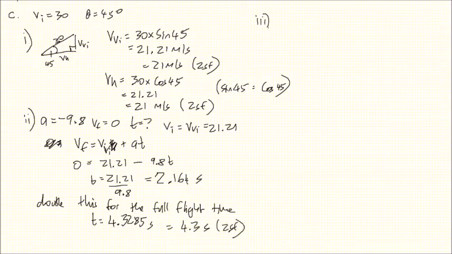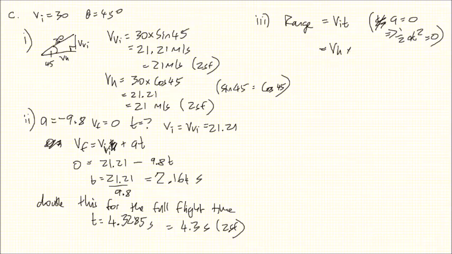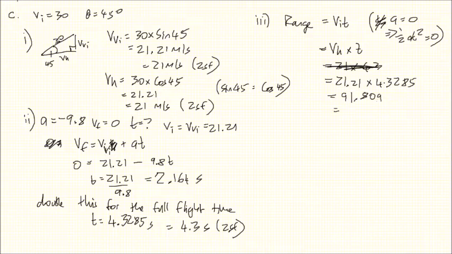Where should the mat be positioned? So now we are looking at the range. So in this direction, the acceleration equals 0, and we're going to use d equals vit plus a half at squared. But of course, half at squared is 0, so we just use the distance equals vit. Well, the initial velocity is the same as the final, which is the same as the horizontal velocity. We substitute in the values we've got from parts 1 and 2, and we get an answer of 92 meters rounded to 2 significant figures.